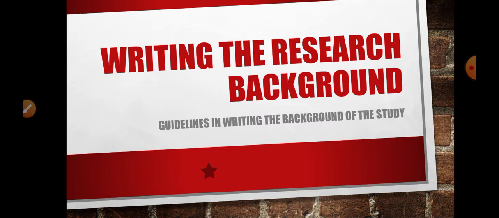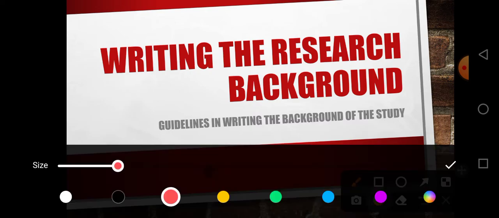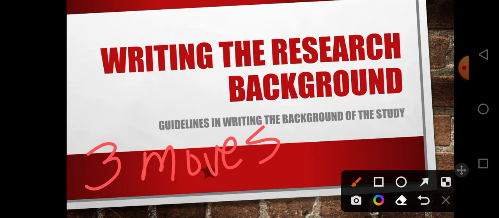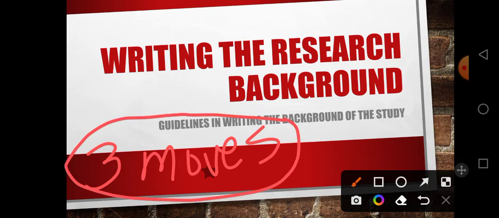Last time, you learned that before writing the background of the study of your Chapter 1 of your research paper, you must first write the research introduction. And this research introduction consists of 3 moves. We also said that one way to write the background of your research is through writing the research introduction.